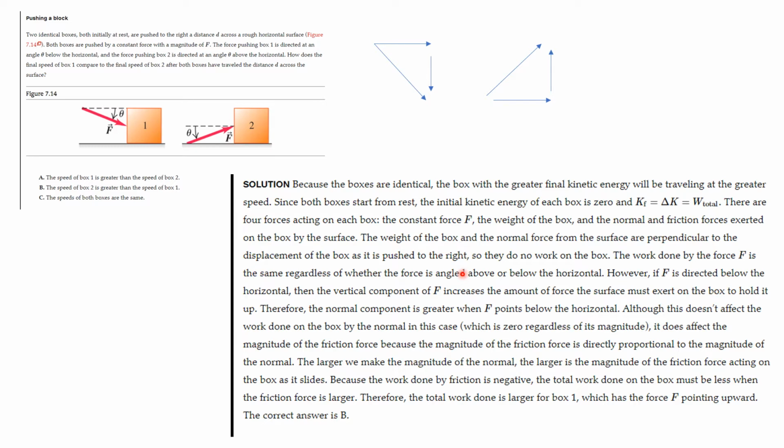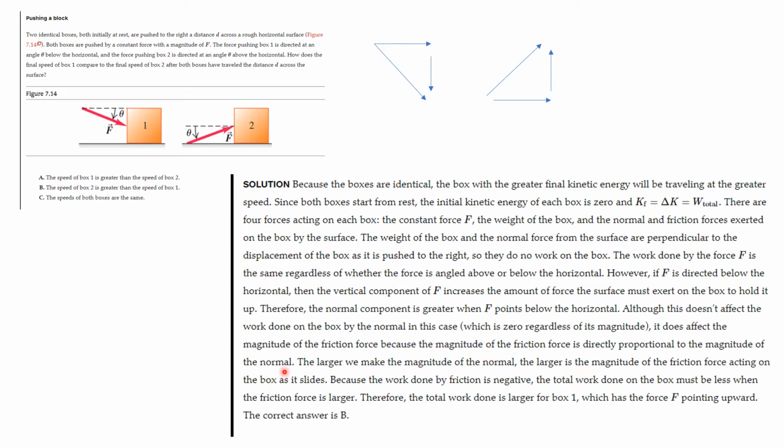The work done by the force F is the same regardless of whether the force is angled above or below the horizontal. However, if it is directed below the horizontal, then the vertical component of F increases the amount of force the surface must exert on the box to hold it up. Therefore, the normal force is greater when F points below the horizontal. This doesn't affect the work done on the box by the normal force, which is 0, but it does affect the magnitude of the friction force, because the magnitude of the friction force is directly proportional to the magnitude of the normal.